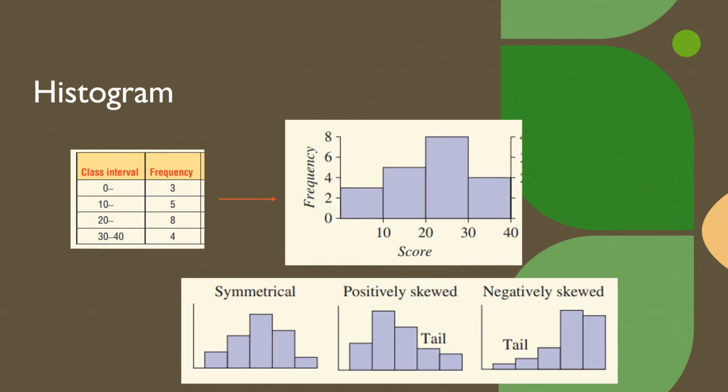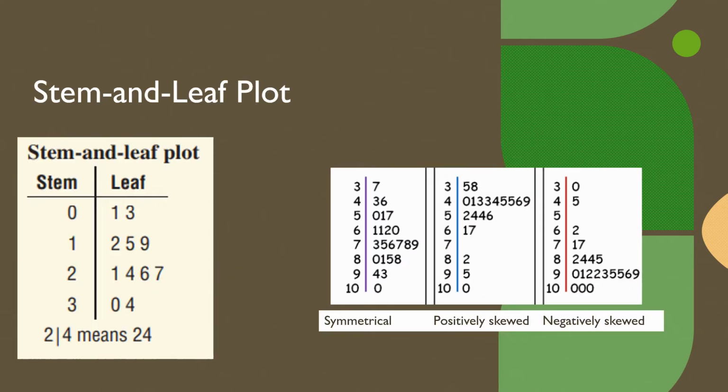So this refers to its distribution: symmetrical, positively or negatively skewed. And please feel free to pause the video at any time if necessary. The next one we looked at was the stem and leaf plot. Again, underneath, symmetrical, positively skewed and negatively skewed. I'll get you to copy out an example of each of those stem and leaf plots that you can see on the right hand side.